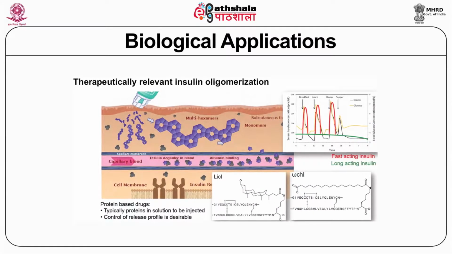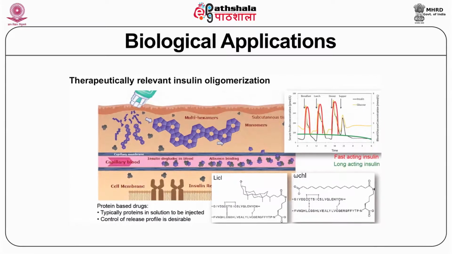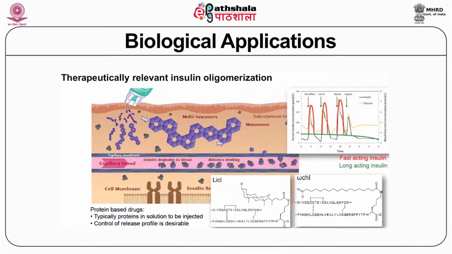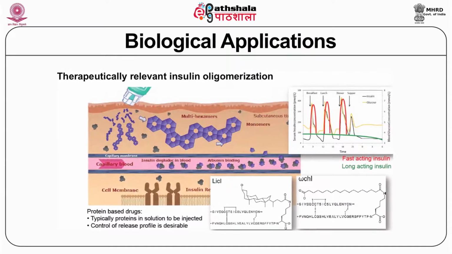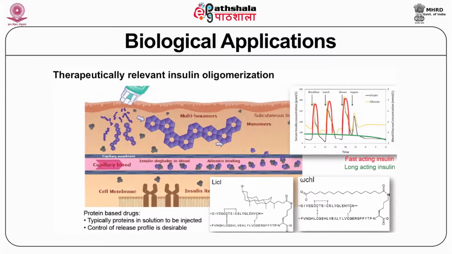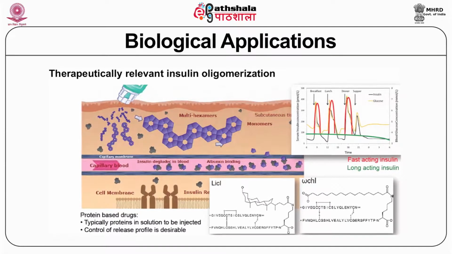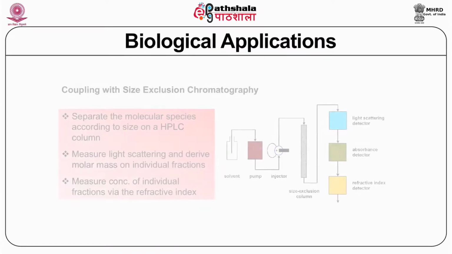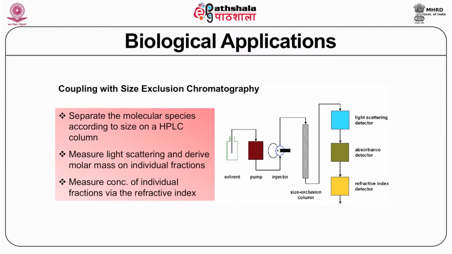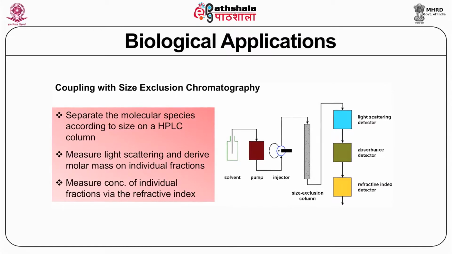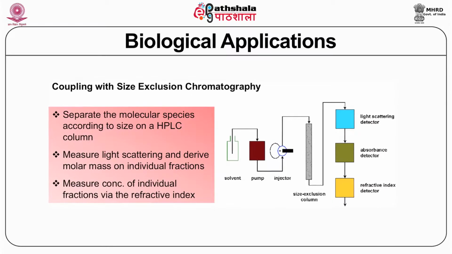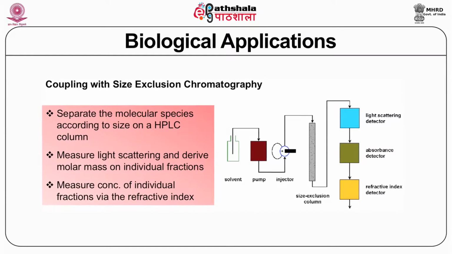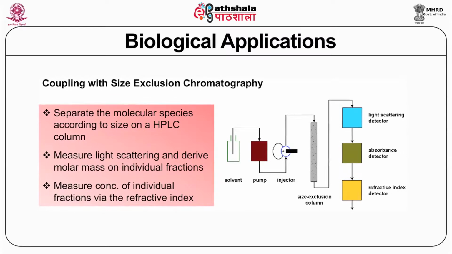It is simply the oligomerization of any of the biological molecules which have a tendency to form aggregates or oligomers. As the size of the particle or oligomer increases, we can estimate their size by measuring the scattered light intensity. The SLS technique is also coupled with size exclusion chromatography, to separate the molecular species according to size on an HPLC column and then measure light scattering and derive the molecular mass of the individual fractions.